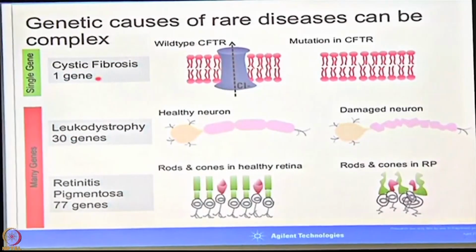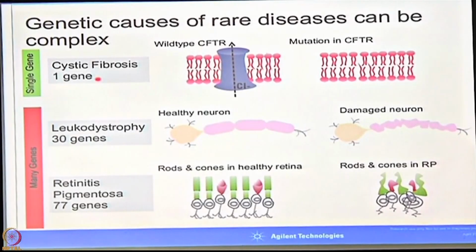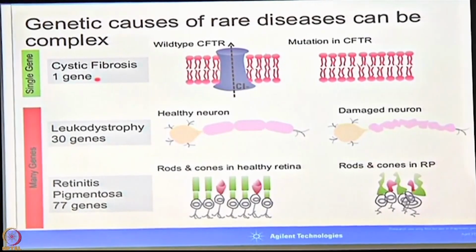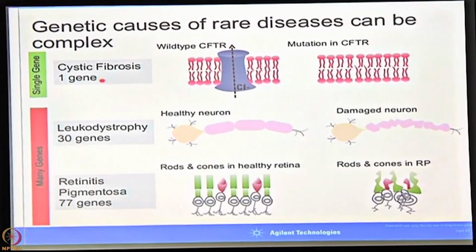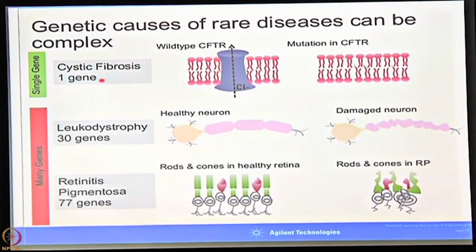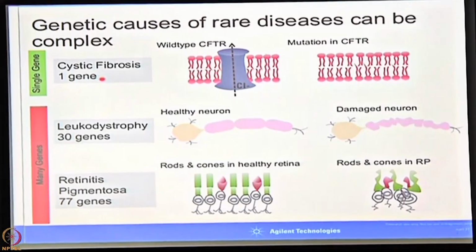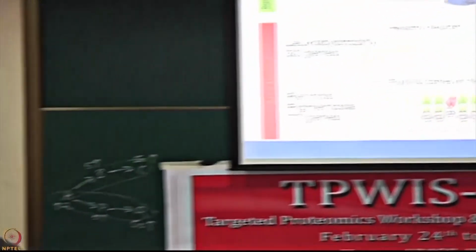So what's the cause of this? Sometimes it is affected by a single gene, or sometimes by multiple genes. The first one, cystic fibrosis, involves only one gene, that is CFTR. There are several mutations on CFTR, and then this transmembrane transporter is disturbed, and that causes cystic fibrosis. So in cystic fibrosis, only one gene is affected.